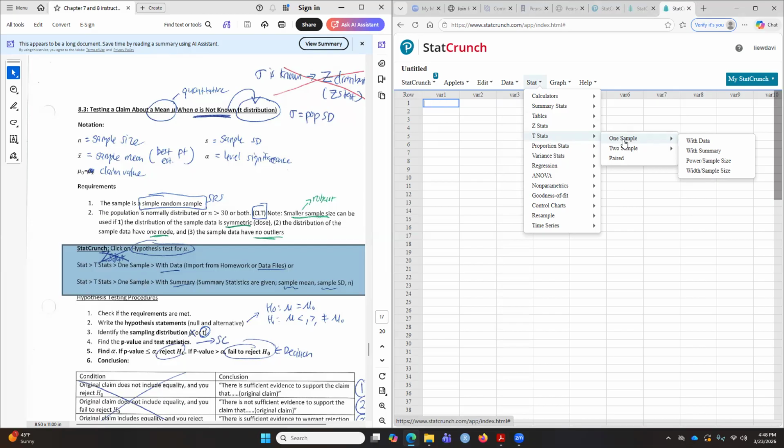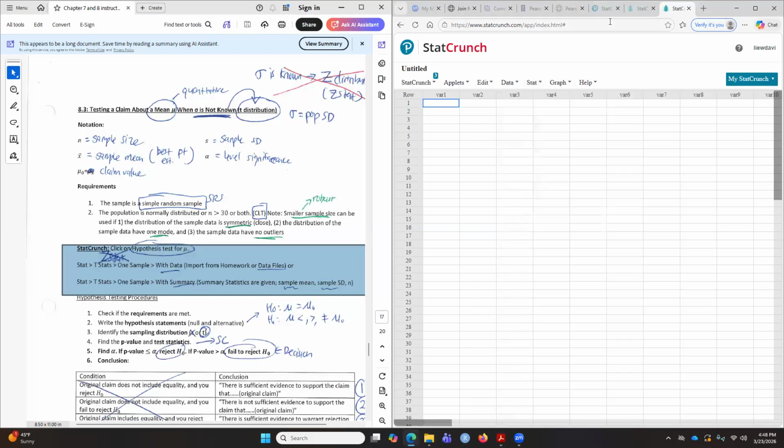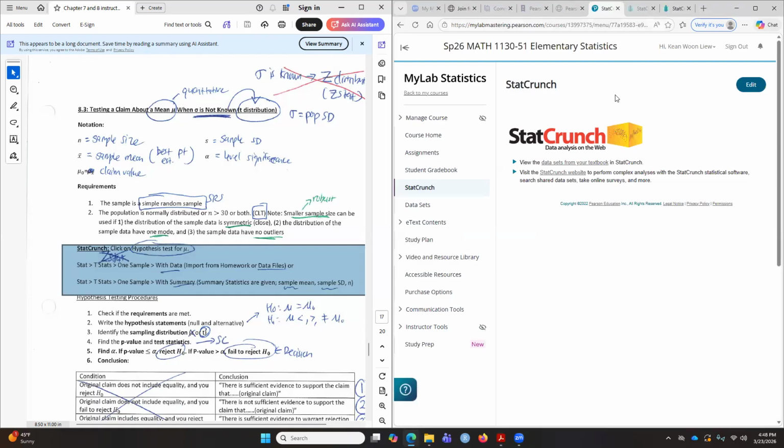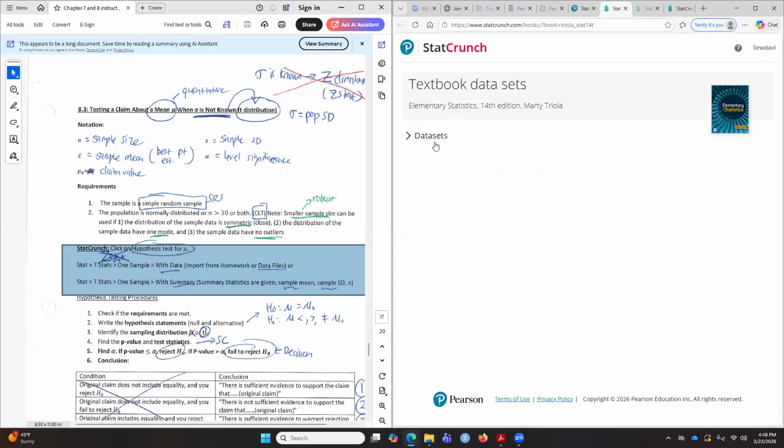What do you mean by data? Data means that if you import data from homework, or from the data set that I provided to you, that means the question gives you data, then you do it with data, and they will tell you what column to pick. Now, I don't have data here, so I'm going to go through a data set. Some students still don't know where the data set is from. So go into your MyStatLab, go to your homework, and go under StatCrunch, and this is a data set from your textbook. This is where you click on it to get your data set.